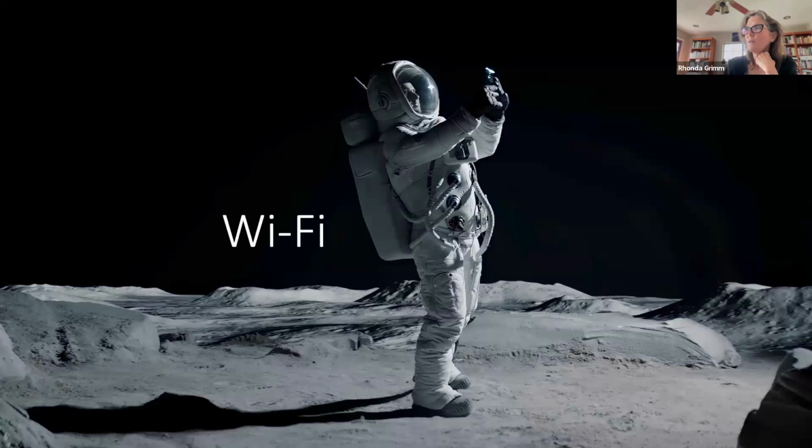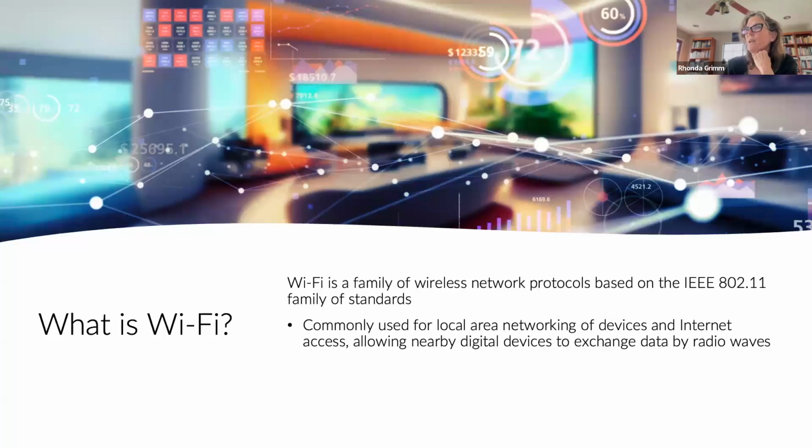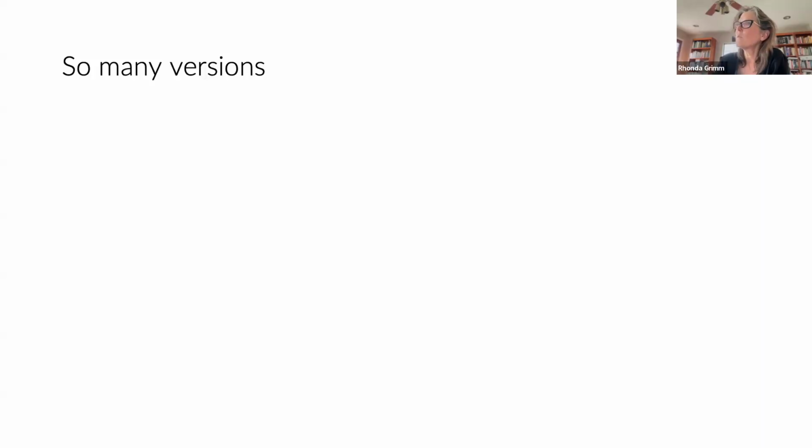Wi-Fi, got the Wi-Fi part of it. Wi-Fi is basically a family of wireless protocols. You've heard of the 802.11 IEEE family of standards, and it's usually used for local area networks, connecting devices to the internet over radio waves.